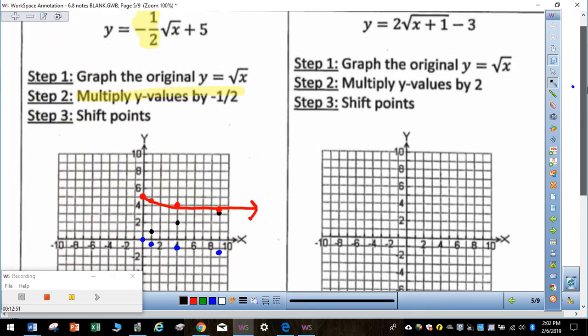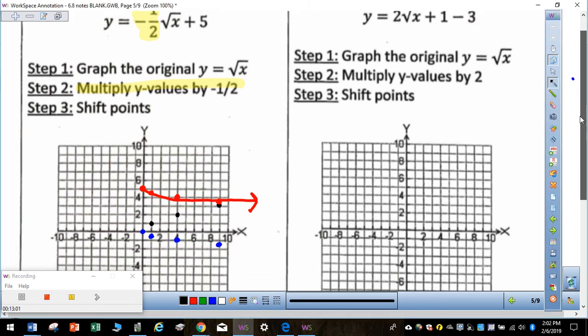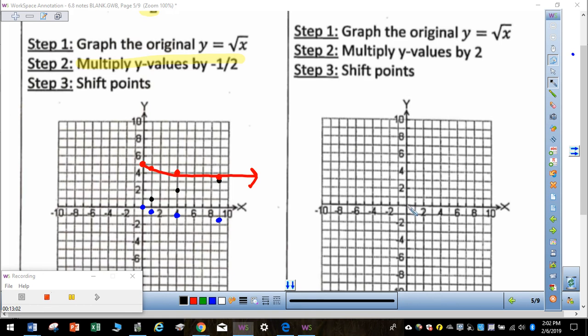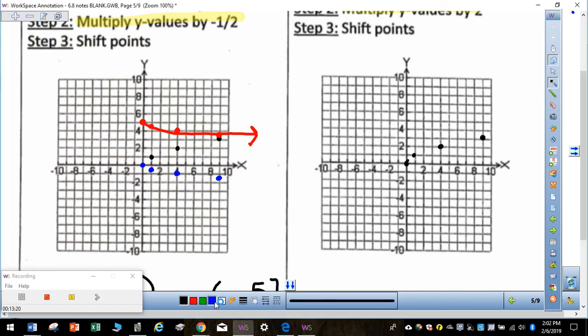Okay, so final graph. We have vertically stretched by a factor of 2. This one is going to be left 1 and down 3. So we're going to start the same way, graphing the original square root x, 0, 0, 1, 1, 4, 2, and 9, 3. Now we're going to multiply the y values by whatever we have in front. In this case, it's a 2. The x value for those points is going to stay the same.